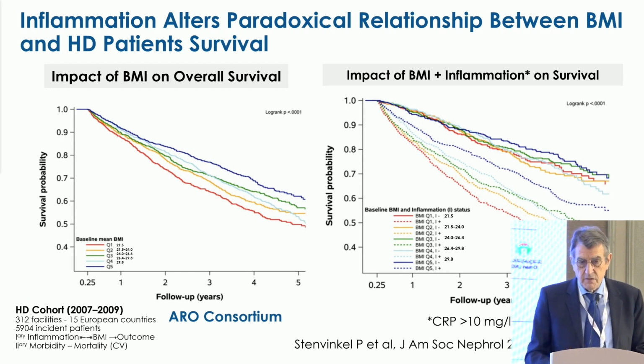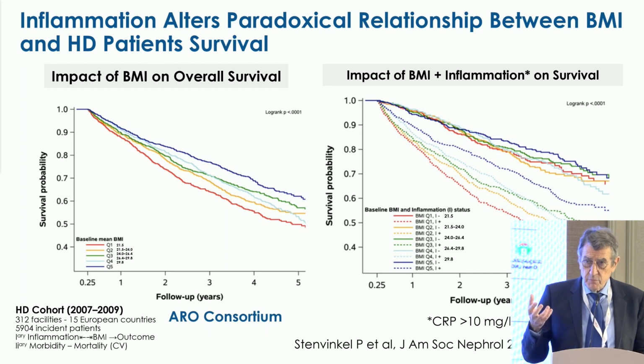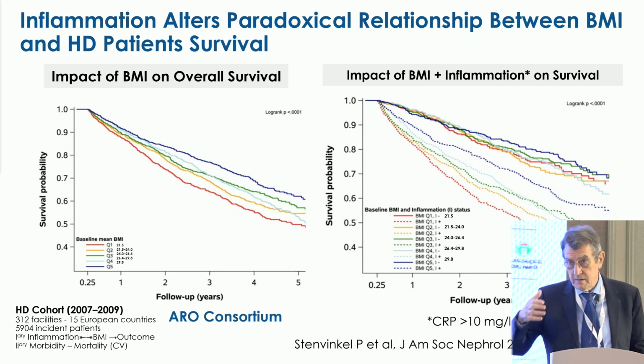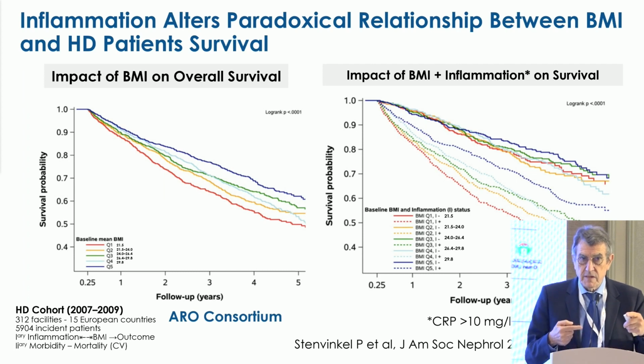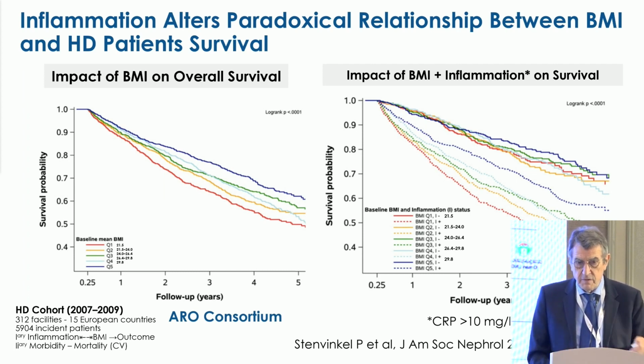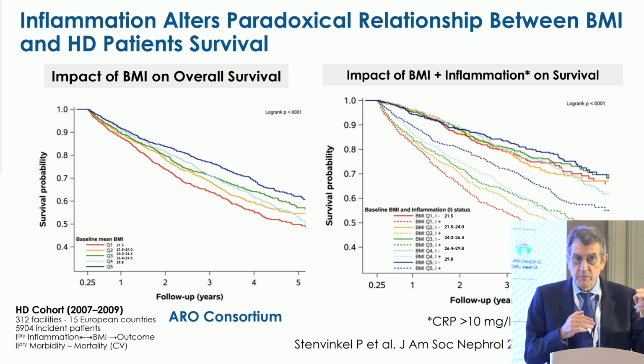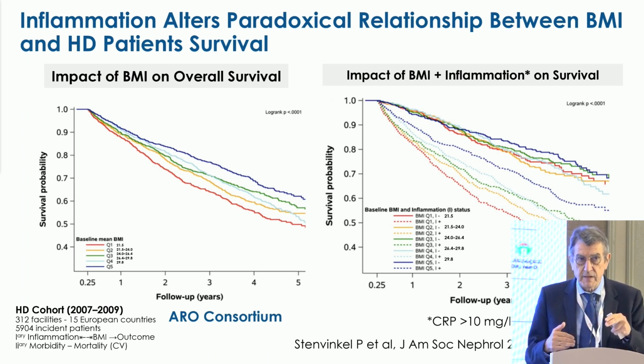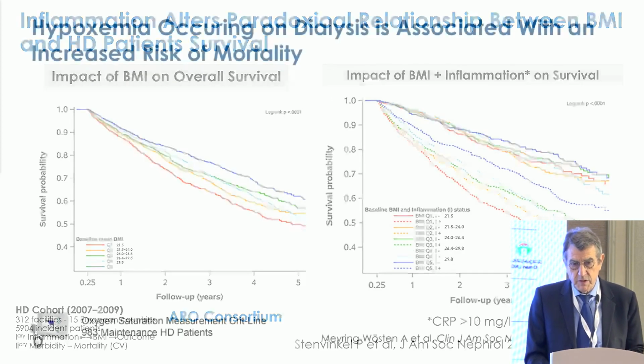Also inflammation. I don't want to go into detail. I mentioned the inflammation, but this is a study performed with a large data set of European centers, showing that at the end, if you look at the protective effect of high BMI, which we observe in dialysis patients, now if you combine this high BMI with inflammation, then you completely reverse this paradoxical effect. And you have on the right part of the slide that high BMI with inflammation is not protective anymore. So the patient has a high risk of death. So inflammation changed completely the profile of the patient.